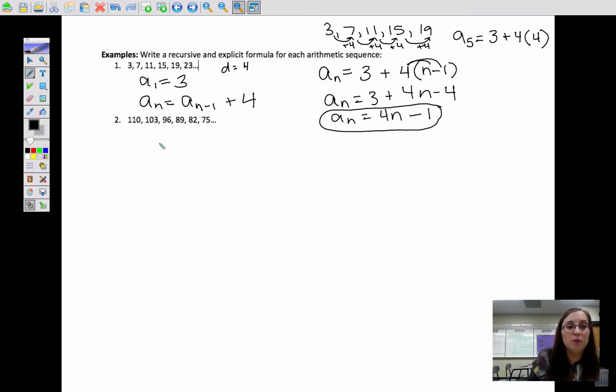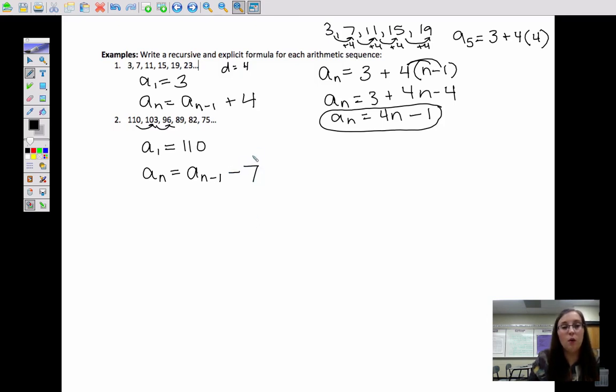All right, let's do one more. Remember, when we're doing recursive, we have 2 parts. We're going to define the first term and then the rest of the terms. First term is 110. The a sub n is the term before that, a sub n minus 1, and then we have to find our common difference here, what's happening. So it looks like it's going down, so it's subtracting 7.